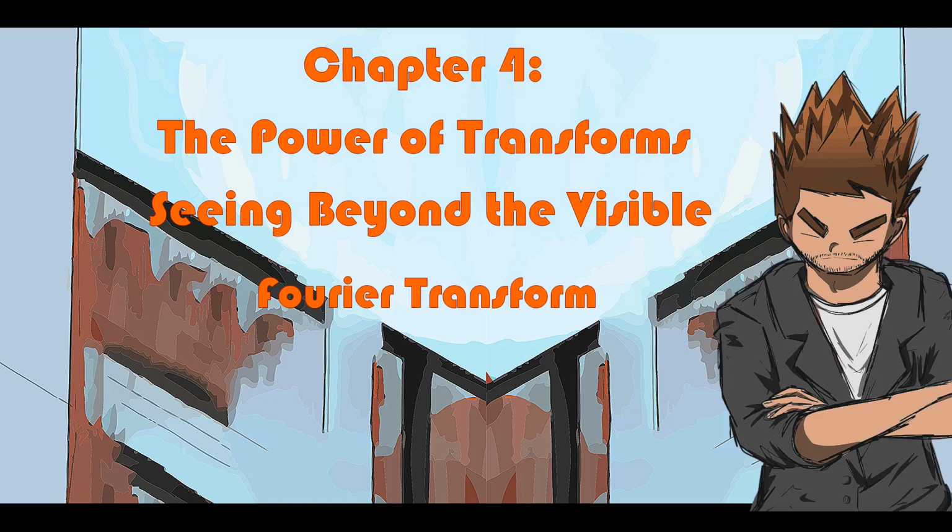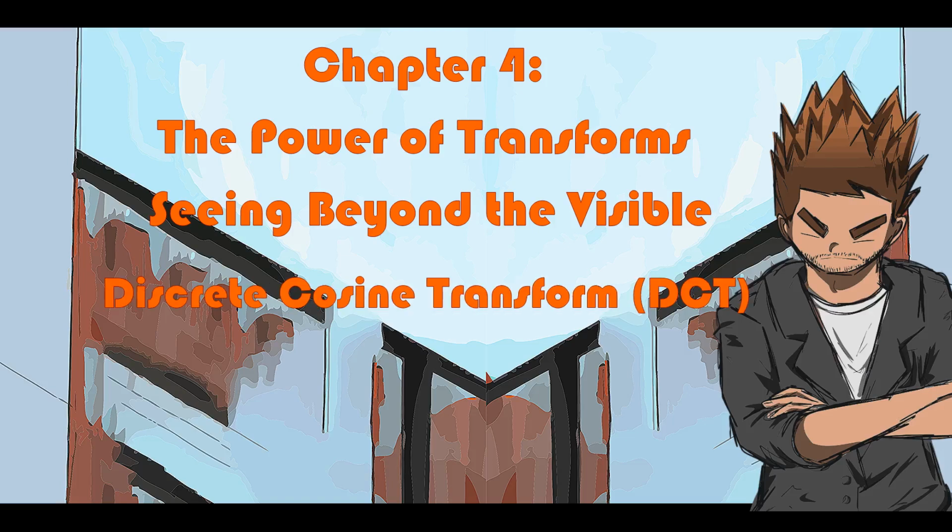Why is this useful? Because once an image is in the frequency domain, we can remove high-frequency noise using low-pass filters, enhance fine details using high-pass filters, and compress images by keeping only important frequency components. But what about compression? That's where the discrete cosine transform, DCT, comes in, the backbone of JPEG compression.